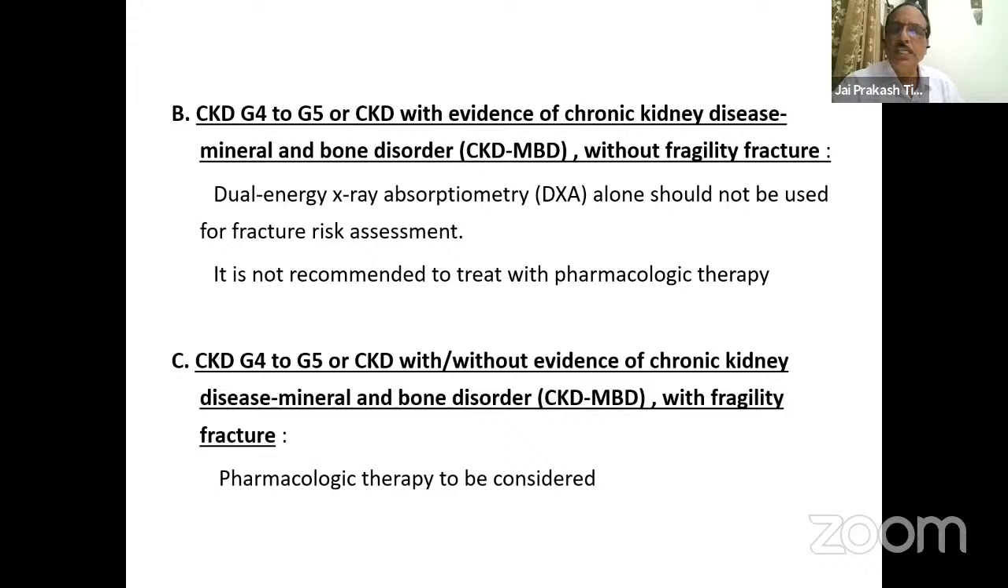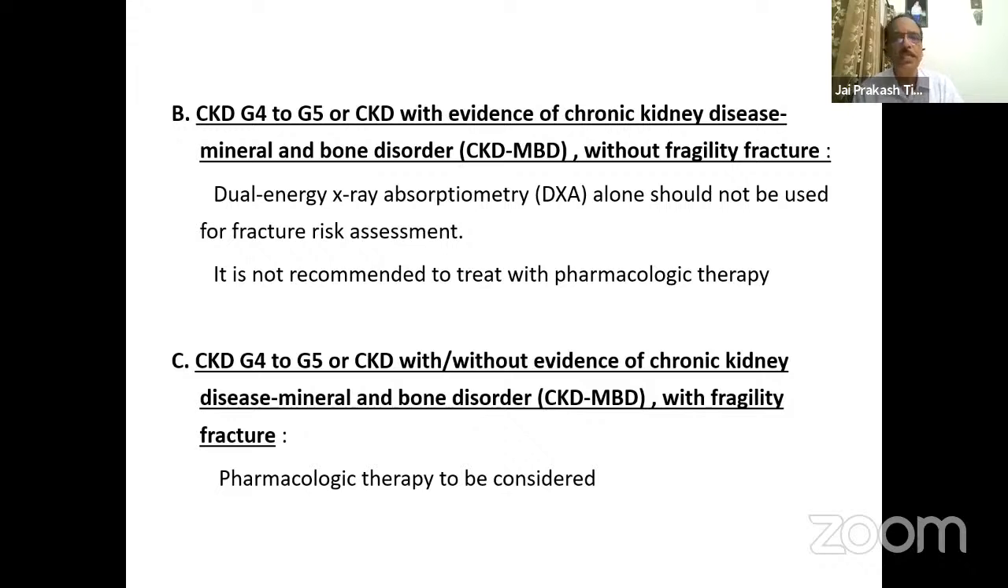The second group is stage 4-5, with evidence of chronic kidney disease mineral bone disease, without fragility fracture. If the patient has CKD MBD, Dexa alone should not be used for fracture risk assessment. It is not recommended to treat with pharmacology therapy if the patient has CKD MBD. We have to treat the CKD MBD first in these patients. If the patient is in the late stage of CKD, with or without evidence of CKD MBD, with fragility fracture, pharmacological therapy is to be considered.